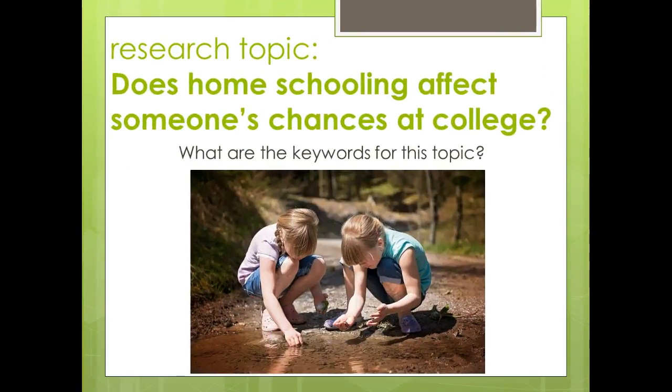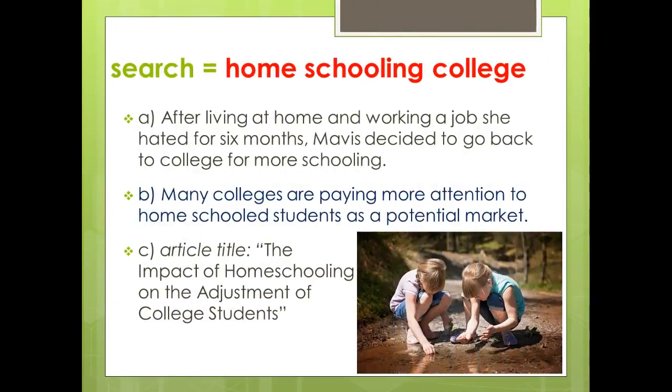This time our topic is whether or not homeschooling affects someone's chances at college. So first, we need to decide what our keywords would be. The important ideas for this topic are homeschooling and college, so those would be our keywords. Now we have a keyword search with 3 keywords, and so the database would need to find a match on all 3 words in order for something to show up in our search results. So looking at A, B, and C, which ones would actually come back as search results?